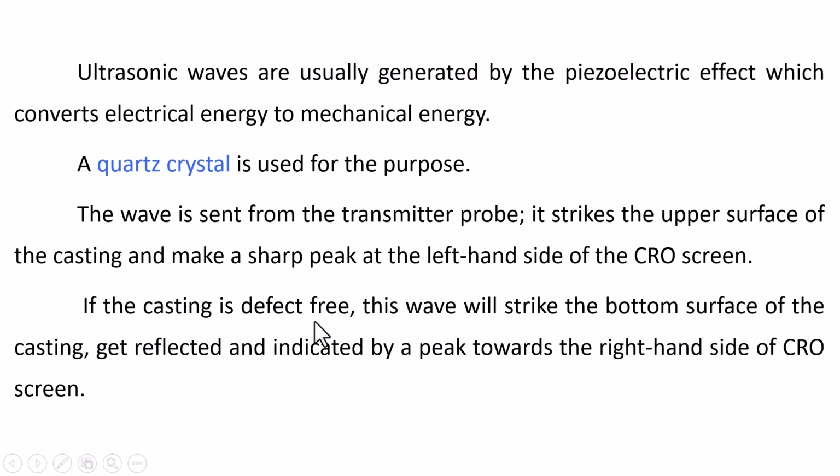If the casting is defect free, this wave will strike the bottom surface of the casting, get reflected, and be indicated by a peak towards the right-hand side of the CRO screen. That means if the material has no defect, there will be two peak signals, one on the left side and one on the right side. The left side is the starting point and the right side is the bottom of the surface. So if there is no defect, we see only two peaks in the cathode ray oscilloscope.